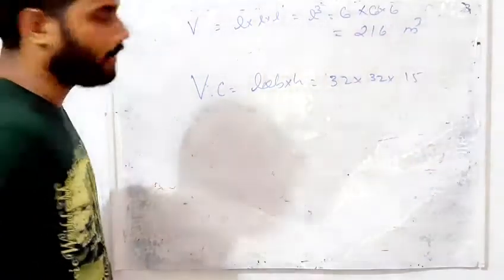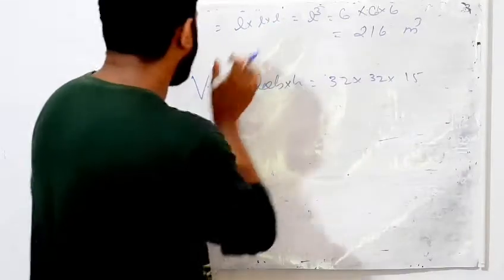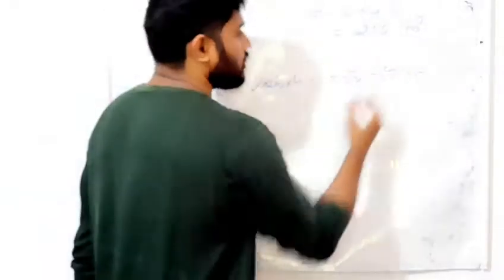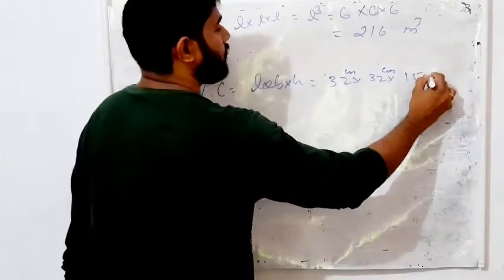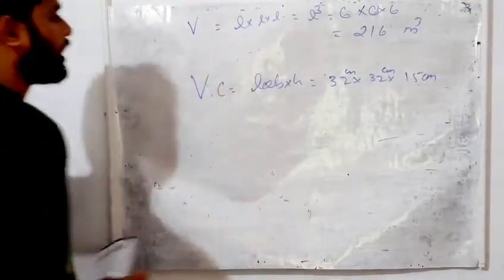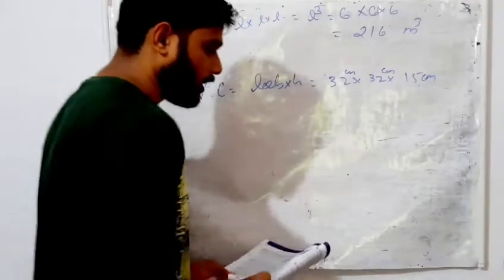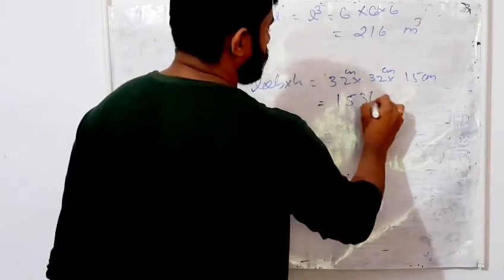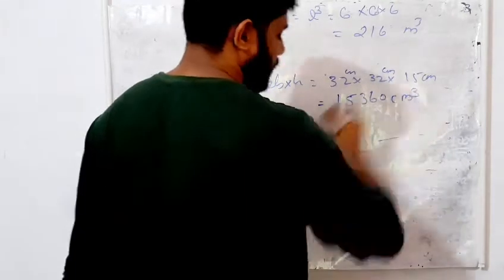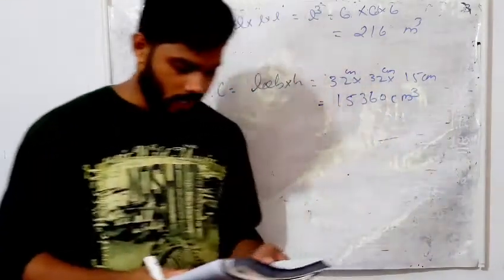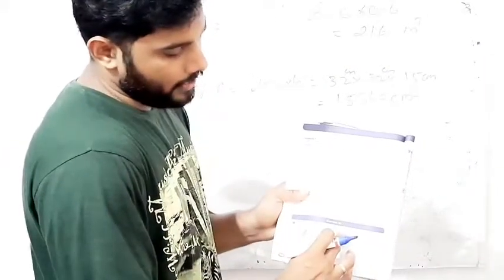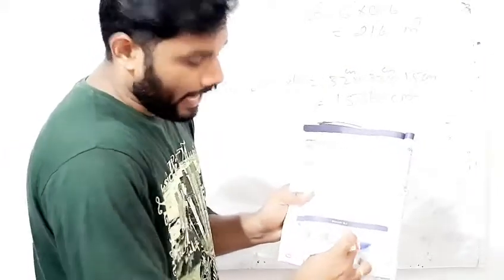216 meter cube. Clear? So in this question, the length is 32 centimeter, breadth is 32 centimeter and height is 15 centimeter. So length into breadth into height, if you multiply, then how much will you get? 15,360 cubic centimeter. Clear? Now the next question. The third figure, it's a container. Here they have given a radius and the height.